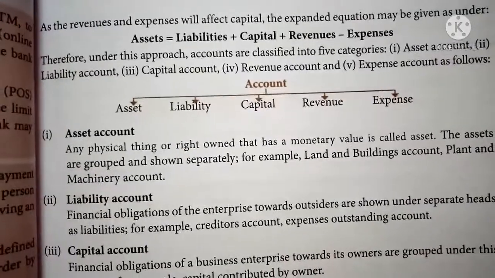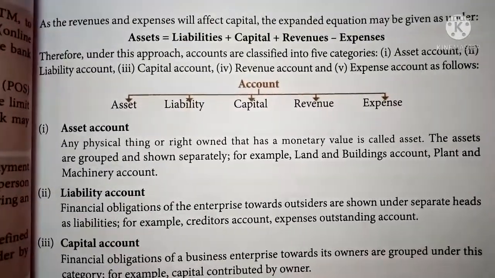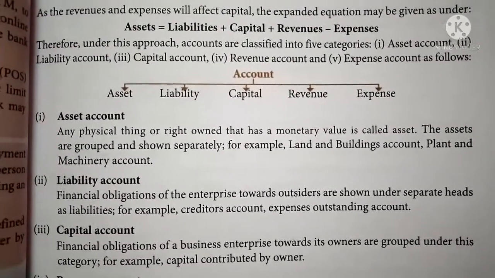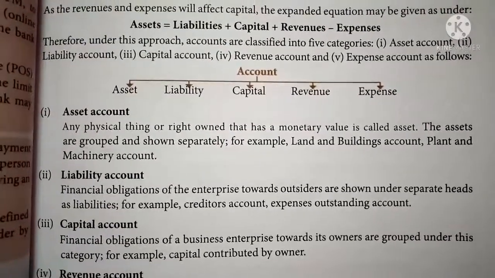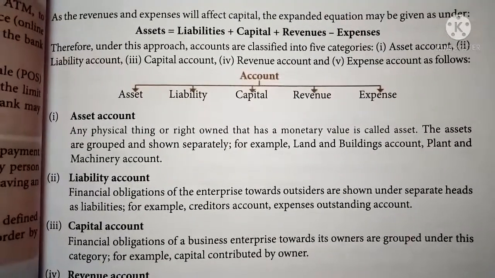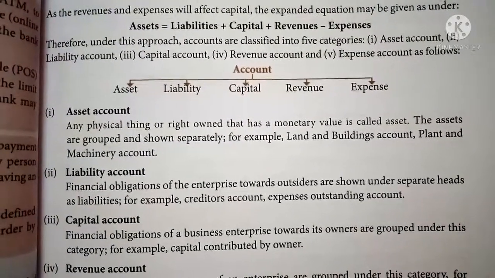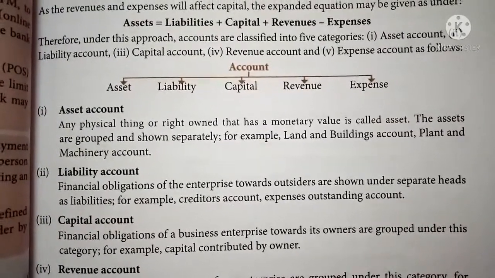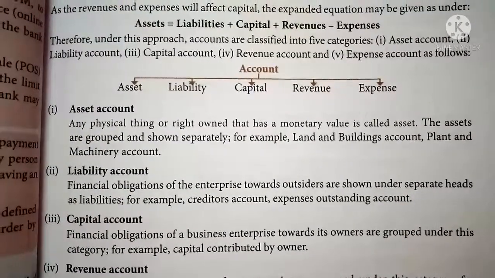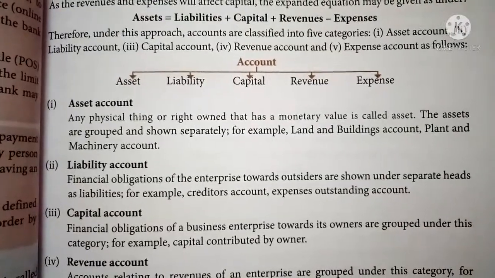Therefore, under this approach, accounts are classified into five categories: asset account, liability account, capital account, revenue account, and expense account. Asset account means any physical thing or right owned that has a monetary value is called an asset. The assets are grouped and shown separately, that is land and building, plant and machinery, furniture, everything. A liability account is a financial obligation of the enterprise towards outsiders, shown under separate heads, that is creditors, outstanding expenses, bank overdraft, and bills payable are some examples of liability accounts.